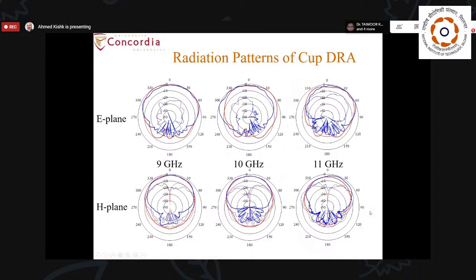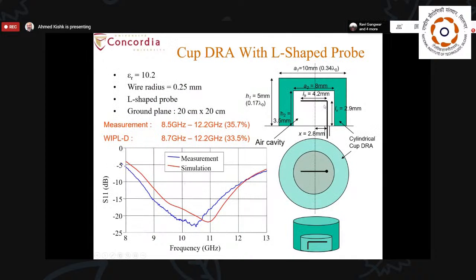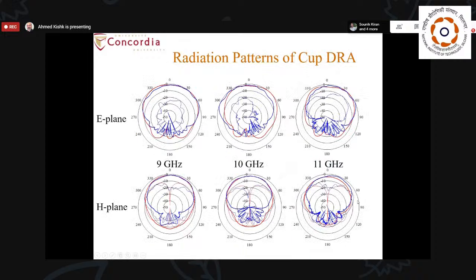But we know that having the dipole bent as such will give us some contribution to the cross polarization, and that's why for this antenna the cross polarization is a little bit higher than the regular dielectric resonator.